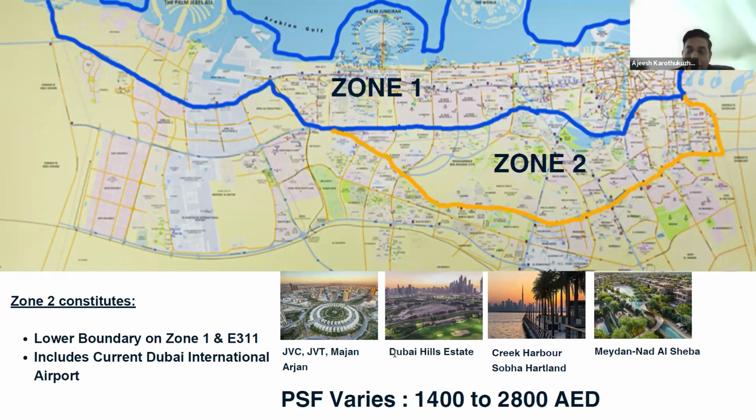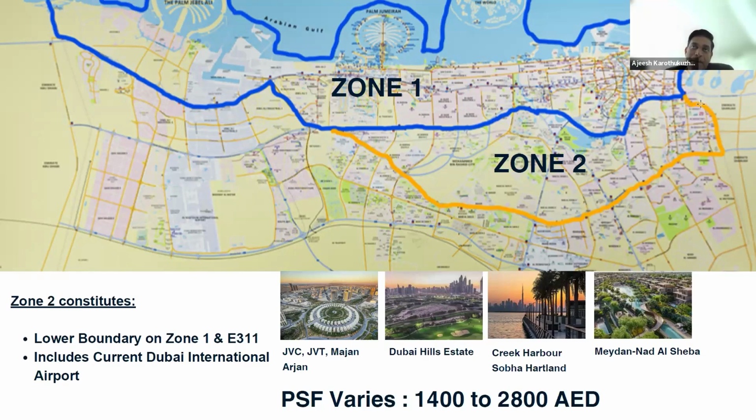Dubai Hills Estate is one of Emaar's top rated master communities, 100 million square meters. And also the Creek Harbor and Sobha Hartland. Also the townhouse and villa communities include Meydan and Nad Al Sheba. So the PSF varies between 1,400 to 2,800 in this zone.